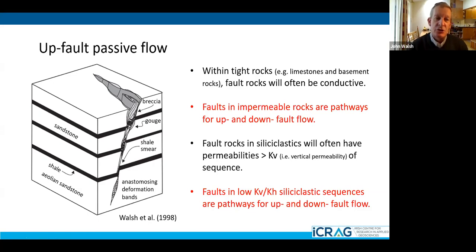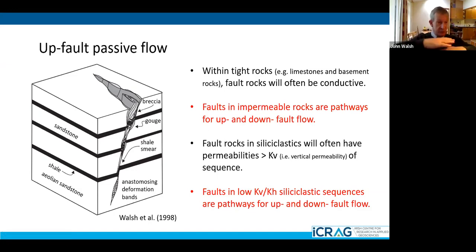So we'll end up trapping pressures, just as we've seen in the case of the North Sea. Fault rocks in clastic sequences will have a permeability which is relatively low compared to the nice sandstones, and so they'll act as pressure compartments. But oddly enough, those same faults will often have permeabilities greater than the vertical permeability of the sequence.